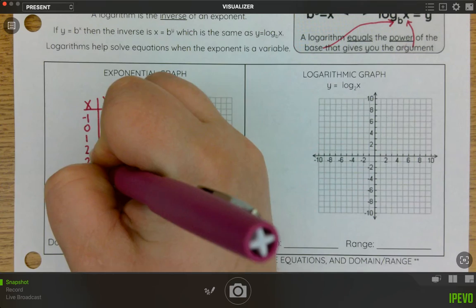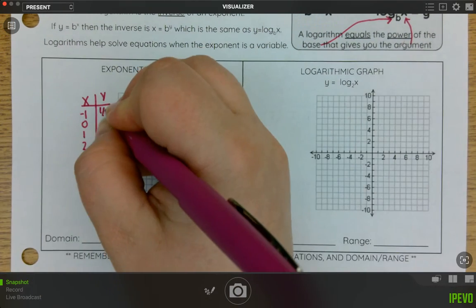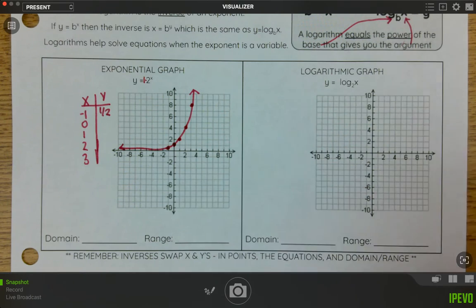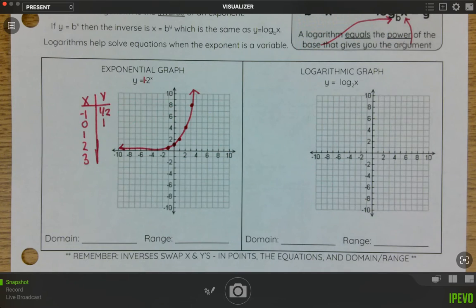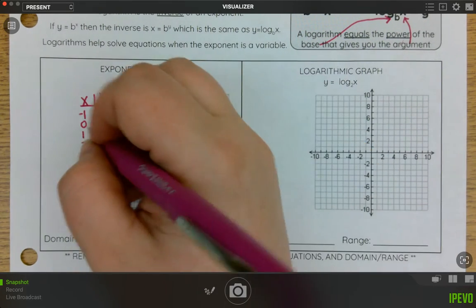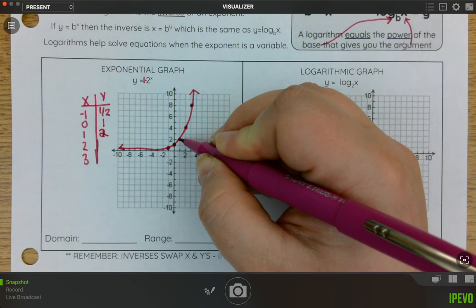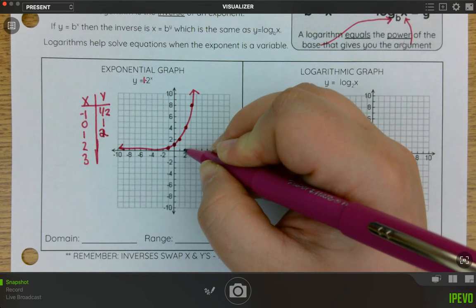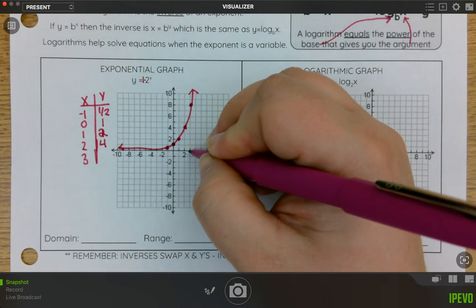So I went left 1, up 1/2. Where x is 0 is my y-intercept, which was at 1. Over 1, up 1. Sorry, up 2. That's this point right here. And I went over 2, up 4. And I went over 3, up to 8.